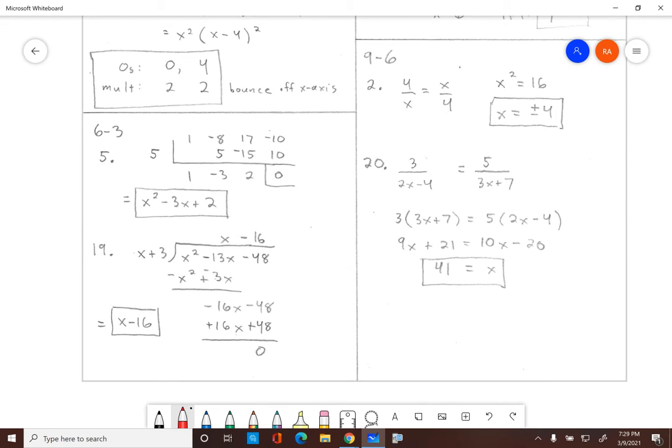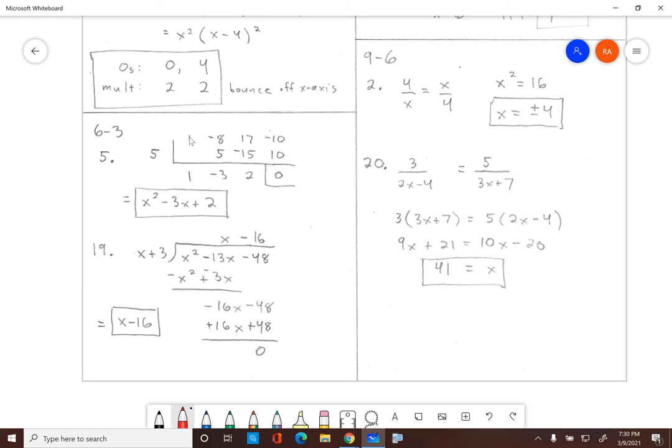So 6-3 is getting into synthetic division, and some long division here. So for problem 5, since we're dividing by x minus 5 with synthetic division, we're putting just a 5 there. You divide by the actual root. And then it's x cubed minus 8x squared plus 17x minus 10. So 1, minus 8, 17, minus 10, just writing those coefficients.